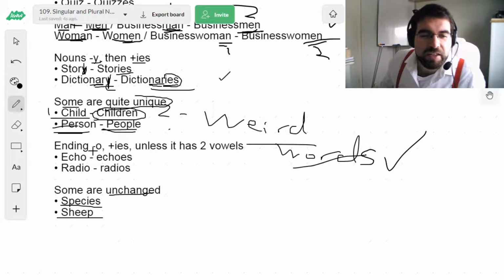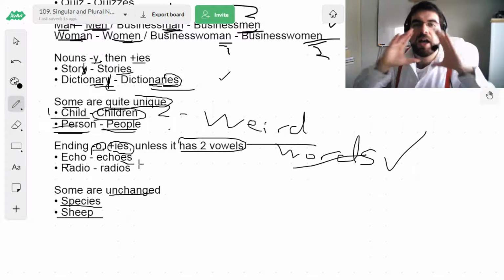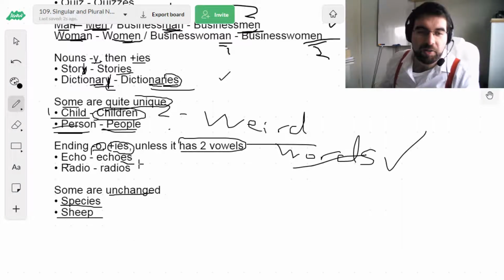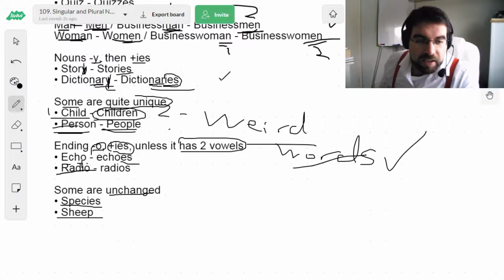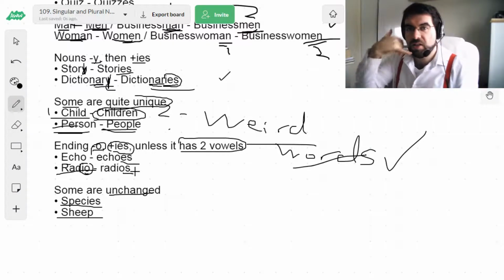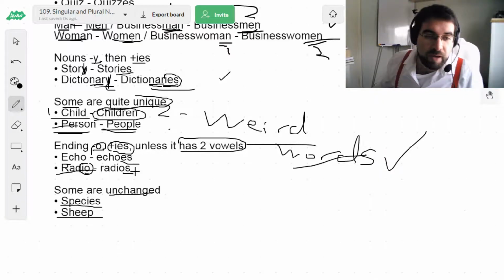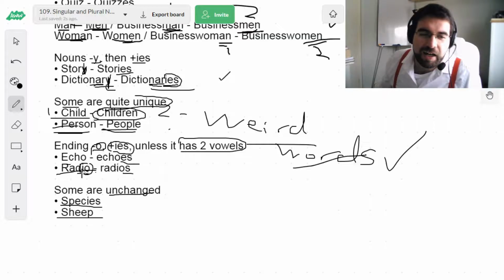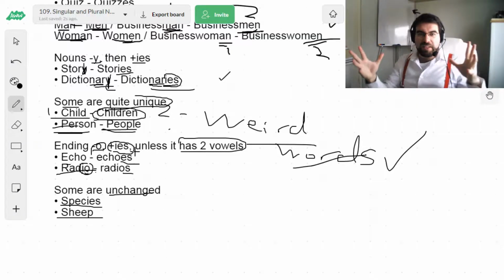But look. If it ends in O, we add ES, unless it has two vowels. Even weirder. So echo, echoes. And radio. Look, it ends in IO, but it's still got an O at the end and an S. Radio, radios. We don't add E-S. Otherwise, there's too many vowels, I guess.